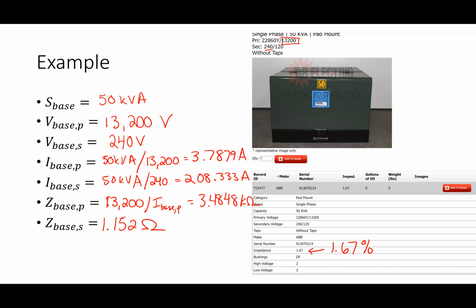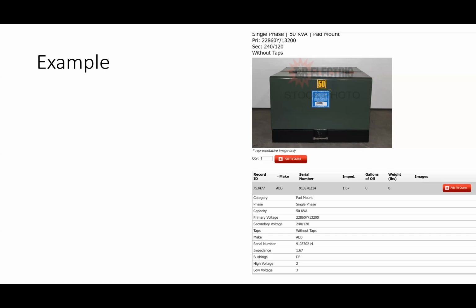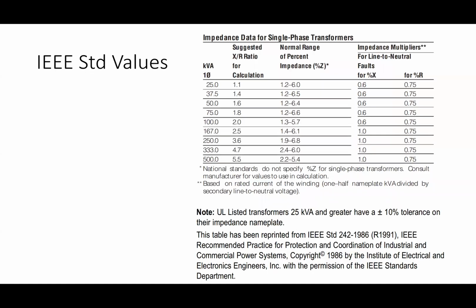So now, if I were to look up some standard values, IEEE, they have different standards for what's expected. So people design into these standards here. One of the things I see, if I look at a 50 kVA transformer here, the normal range for percent impedance is between 1.2 and 6.4. All right, so this guy's in the normal range. Now the other thing it's telling me is that it has an X over R ratio.